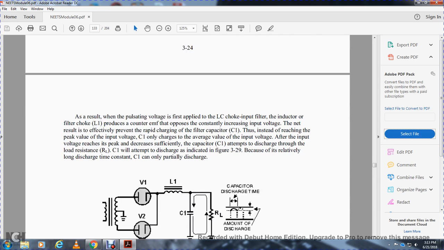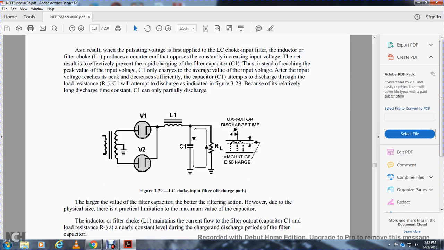As a result, with the pulsating voltage from the supply and the load, in the inductor-capacitor choke input filter, the filter choke L1 produces a counter EMF with the constant increase of the input voltage. The net result is that it prevents the rapid charge of the filter capacitor C1, so instead of reaching the peak value of the input, capacitor C1 only reaches the average value of the input voltage. When the input voltage reaches its peak and decreases sufficiently, capacitor C1 attempts to discharge through the load resistor, as indicated in figure 3-29, but because of the relatively long discharge time constant, capacitor C1 can only partially discharge. Capacitor discharge time determines the amount of the discharge.